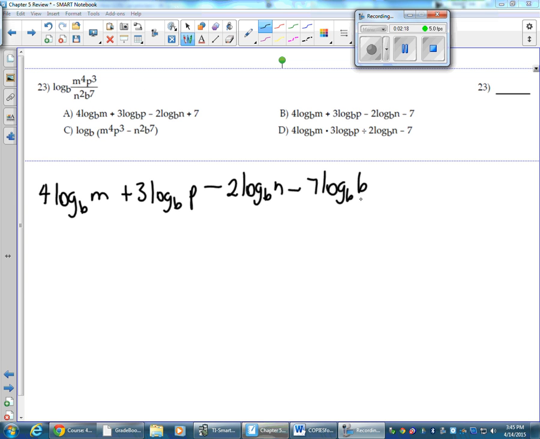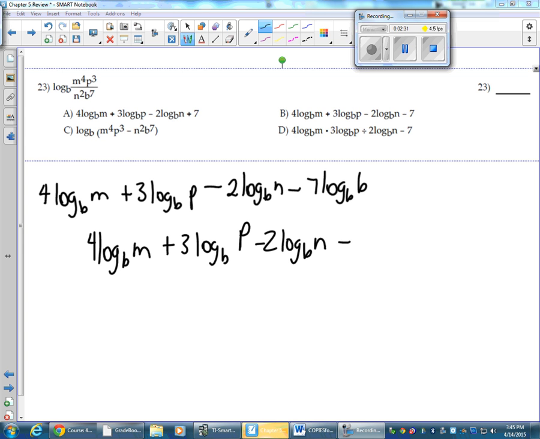Looking through here, this can be simplified, so I'm going to recopy everything else. 4 log base b of m plus 3 log base b of p minus 2 log base b of n minus 7 log base b of b, which is 1. So 7 times 1 is 7. So my answer would be B.